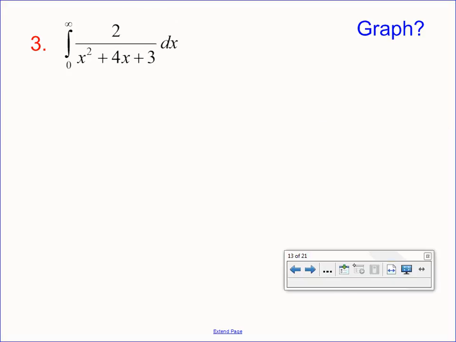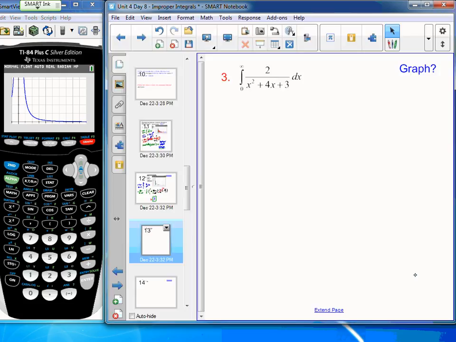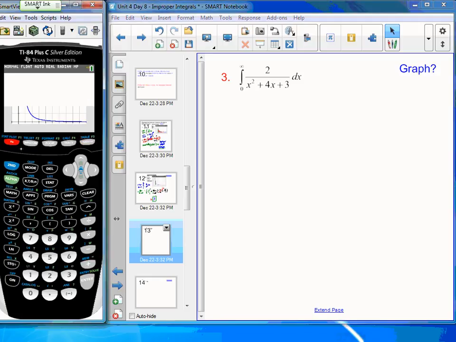Okay, so what's tricky? Let's consider now what happens when we consider the graph of 2 over x squared plus 4x plus 3. So we're going to go from 0 to infinity this time. I'm going to adjust my window a little bit. Let's consider a new function that is 2 over the quantity x squared plus 4x. What's going to happen there?